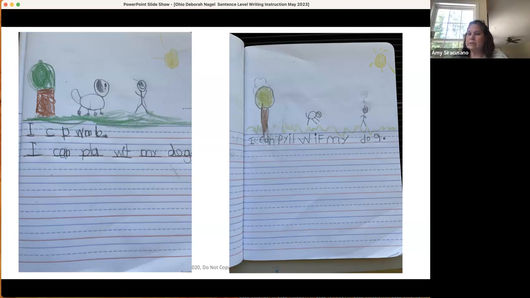Remember from the model, we need to sometimes help them with the executive functioning piece. Here, the child writes, I can play with my dog. Why might they do that? We see this a lot, right? With, W-I-F, instead of with. Why are they doing that?